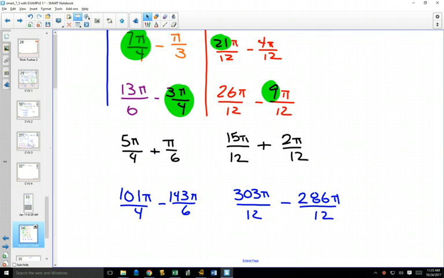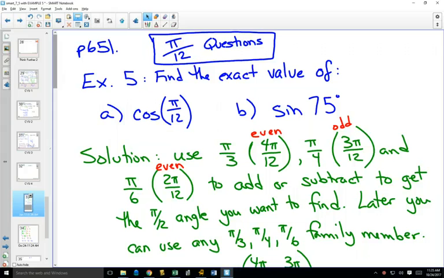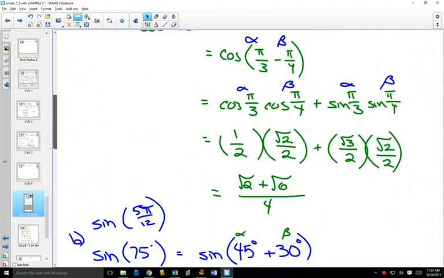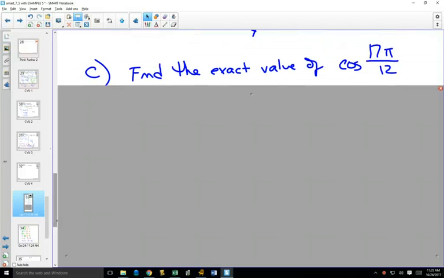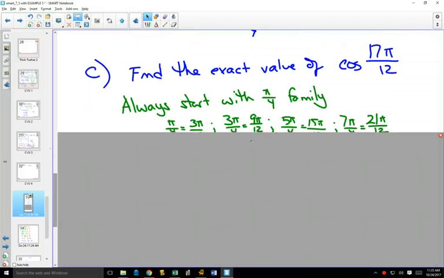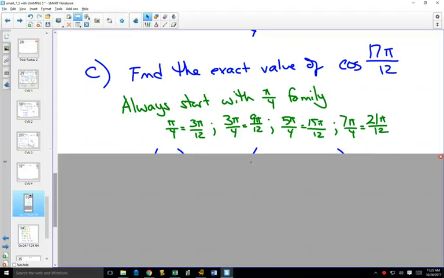So one of the things, when we go back to our notes here, one of the things that I wrote at the beginning is that of your family members, pi over 3, pi over 4, and pi over 6, when you make them over 12, only pi over 4 is odd. And when you're adding two of them to get an odd number, that means you always need a pi over 4 family member. It will not matter which one you choose. So when we're doing cos of 17 pi over 12, you could choose any one of them, right? But you always have to start with a pi over 4 family member.